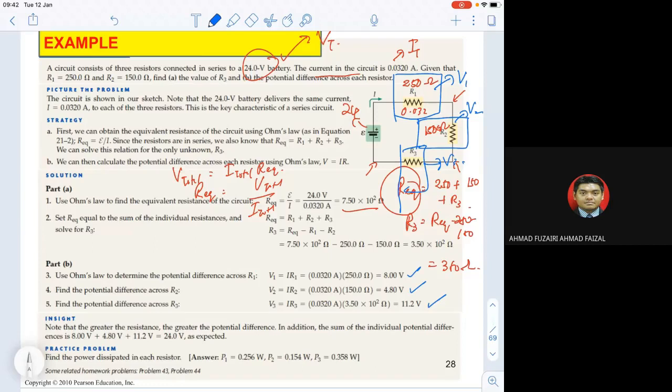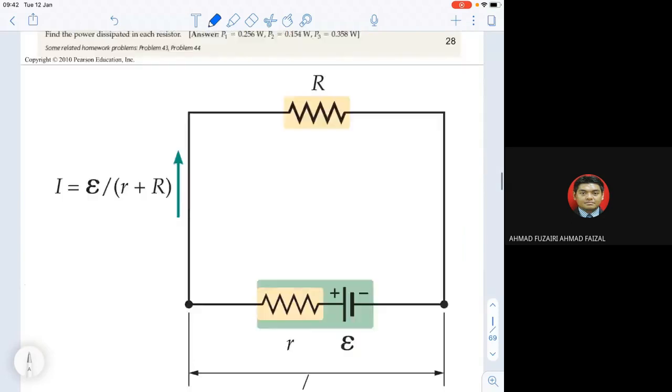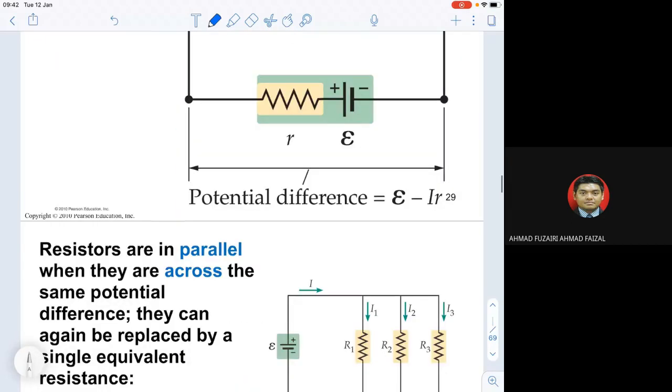If you want to make sure that your values are correct, try to add everything. V1 plus V2 plus V3 must be equal to 24 volts. That's how we check our answers. We have V1, V2, and V3, and all values of V are based on I times R. Very good examples in determining the resistors.